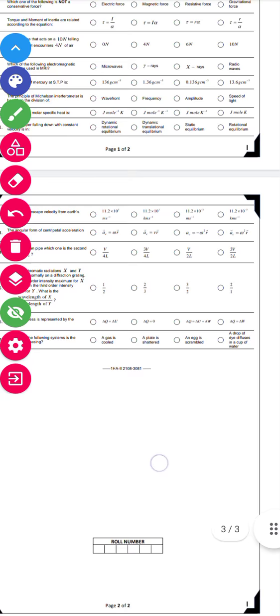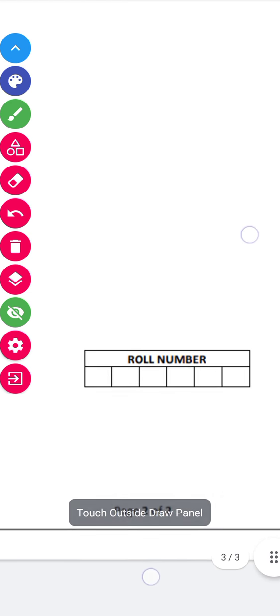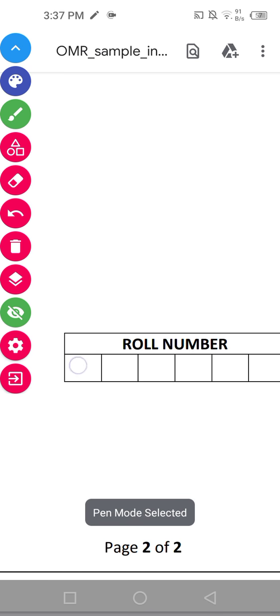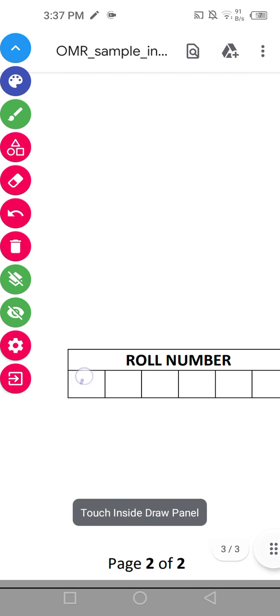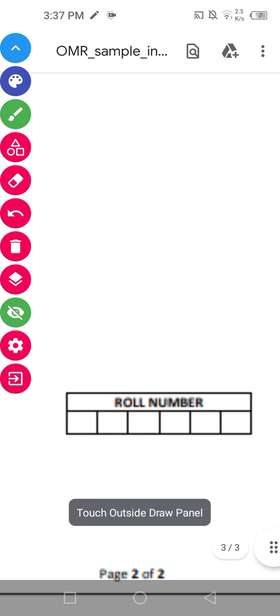On next page, for example, we have these MCQs. We have to fill these MCQs also by that method. So at last, we have to enter our roll number here again. For example, our roll number is 12345. So we have to write our roll number here appropriately. Got it? Hopefully you understand how to fill OMR sheet.